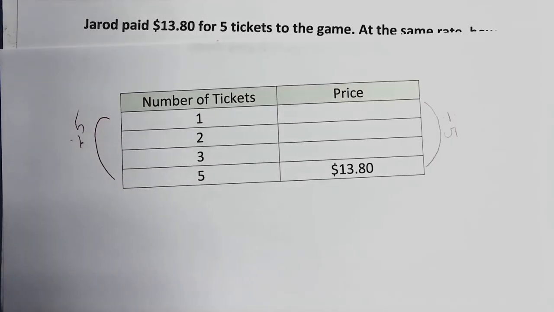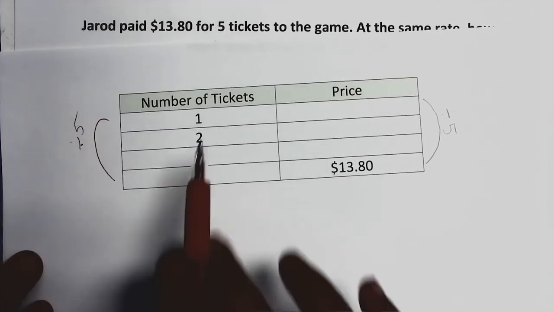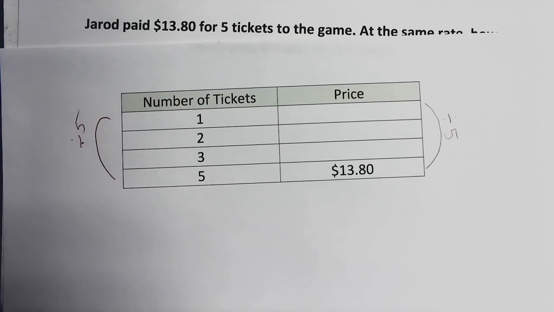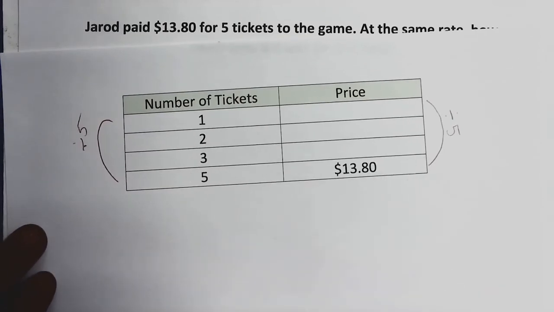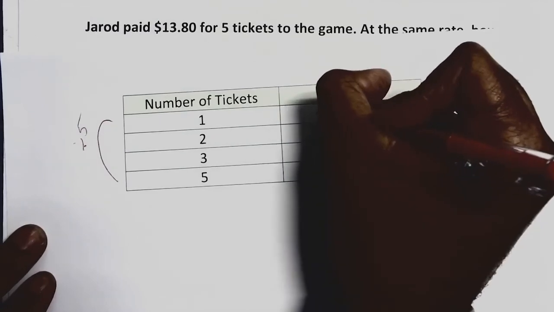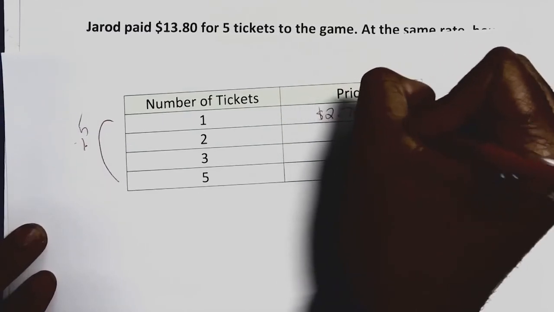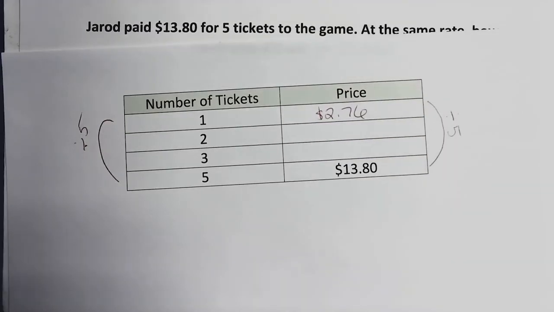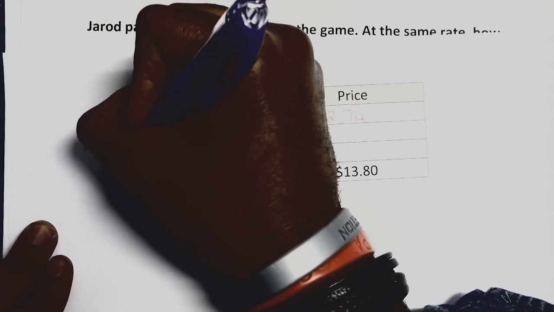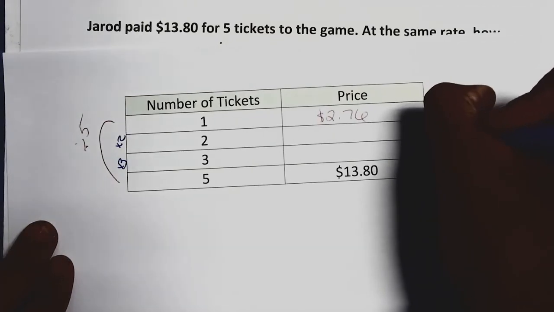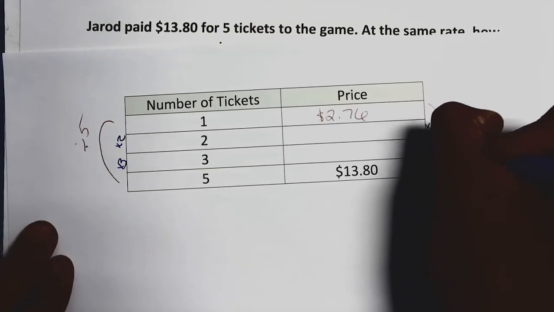So 5 divided by 5 is going to give us 1. So now $13.80 divided by 5 is going to give us $2.76 per ticket. Now we can multiply both terms by 2 and by 3.